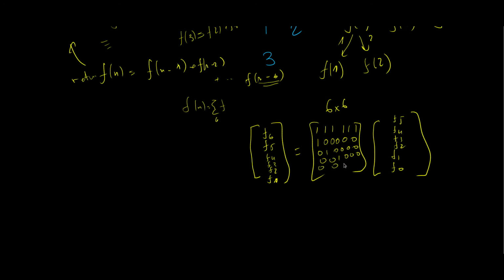So f of 2 will have something like this. So this will be 0, this will be 1, this will be 0, and this will be 0. And finally, f of 1 will be like this. And it is important to mention that in order for this to work, we need to calculate these values manually, or we can use one of the other approaches to calculate all the values up to 5.